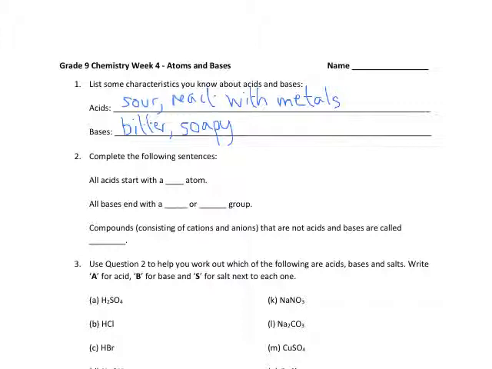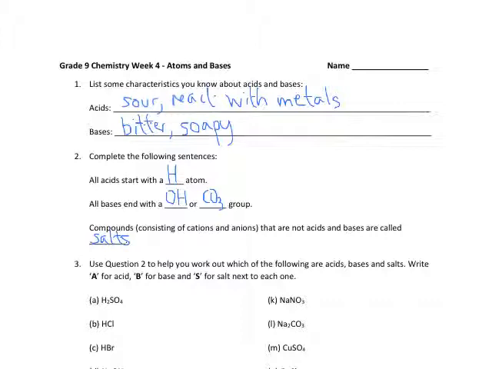So all acids have these hydrogen ions that split off, so they start with an H atom. You can easily identify an acid because it starts with an H. All bases have either a hydroxide, which is an OH, and carbonates can also be bases, which is a CO3 group. Most compounds don't have this hydrogen or this hydroxide, but they are still classified as something, and they're called salts.